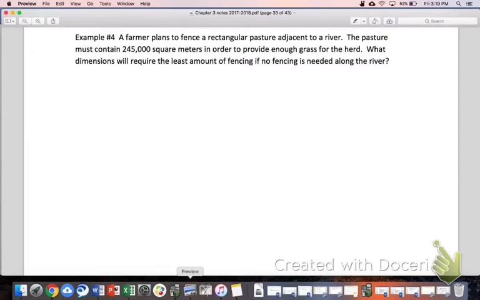What I'd like you to do here first with this question is read it. I'll read it out loud here real quick. It says, a farmer plans to fence a rectangular pasture adjacent to a river. The pasture must contain 245,000 square meters in order to provide enough grass for the herd. What dimensions will require the least amount of fencing if no fencing is needed along the river?